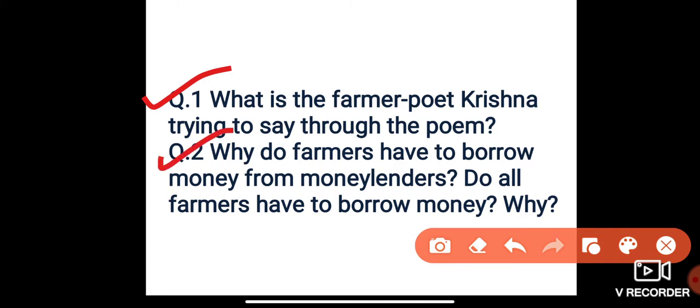Question number two: why do farmers have to borrow money from money lenders? Do all farmers have to borrow money, and why? Have you come across farmers borrowing money from money lenders?